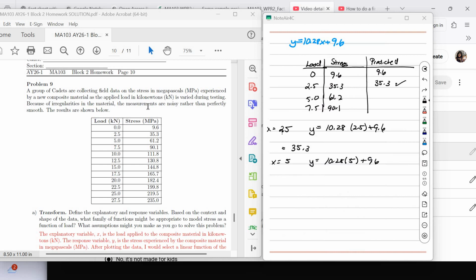And I get 61, so not exactly 61.2. And then now I'm going to put in x equals 7.5. y is equal to 10.28 times 7.5 plus 9.6, and I get 86.7. All right, so those are my predicted, and I'm not going to make the whole table. I'm not doing exactly this problem.